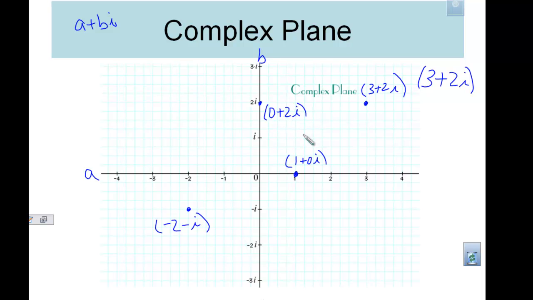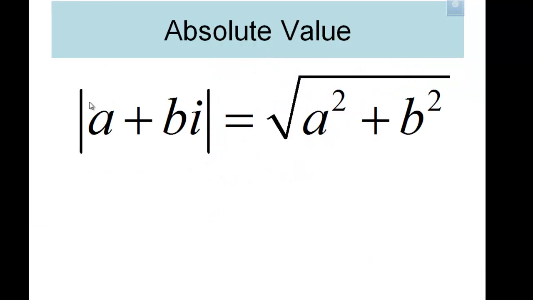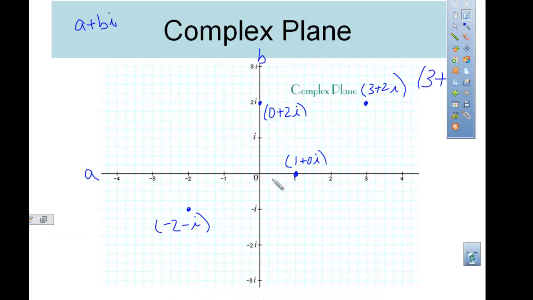So when they ask you to plot complex numbers on the coordinate plane, you're just graphing the real and the non-real part as your x and y coordinates. If you understand that, it makes this last thing very easy, and that is, what is the absolute value of a complex number? Well, when we talk about the absolute value of a complex number, it's always the distance from 0, or in this case, the distance from the origin.